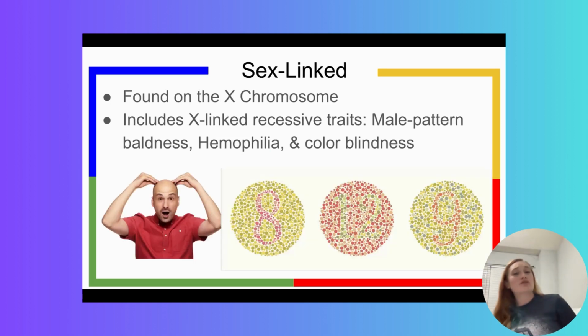Okay, so this is going to bring us to sex-linked traits. Sex-linked traits are typically found on the X chromosome, because whenever we're talking about sex traits, we are talking about your X and your Y. Now, only your male characteristics are found on the Y chromosome. So whenever we talk about sex-linked traits, we talk about the X chromosome only. This includes your X-linked recessive traits, which is what we usually talk about here in biology. And this is things like male pattern baldness, hemophilia, and color blindness. And we're going to talk about each of these.